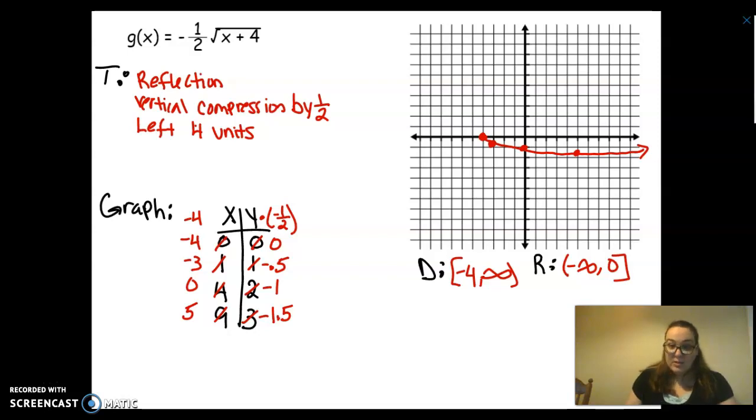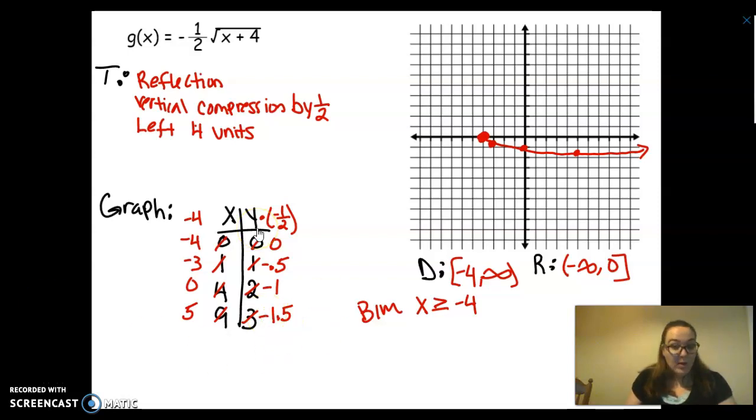The domain still moves to the right, and it starts at the point right here. The reflection means that it's going to curve downwards instead of upwards this time. That does not affect the domain, which is greater than or equal to -4 in Big Ideas Math. Now, the range: as it moves to the right, it's going to continue to move downwards.